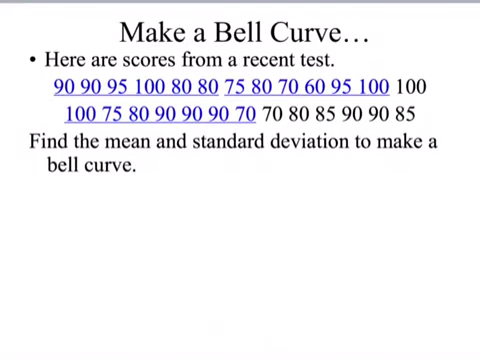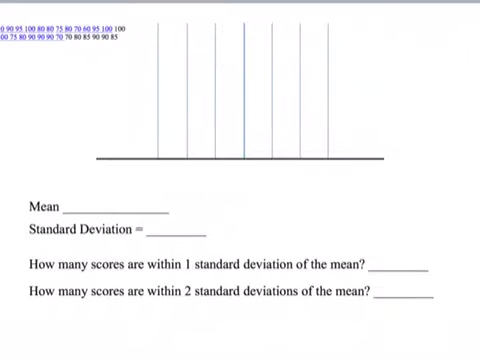Alright, so let's go through a problem here. We're going to make a bell curve. We have a list of numbers here from a recent test. Ignore that they're hyperlinked. First thing, before we can draw a bell curve, we need to find the mean and the standard deviation. So I went ahead and found the mean and standard deviation. Once again, I'll show you how to do this using the calculator later. So my mean is 85, and my standard deviation is 10.5. Okay, don't worry about how I got those numbers right now.